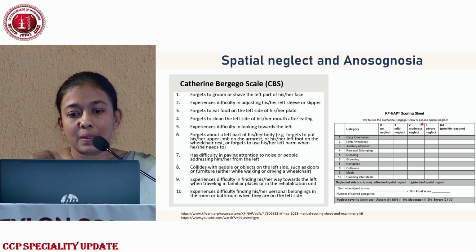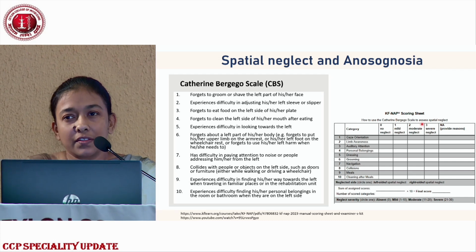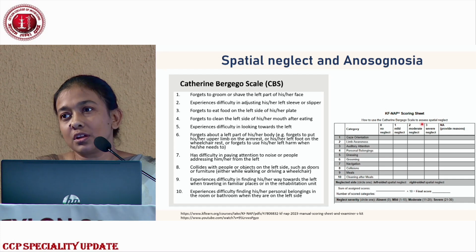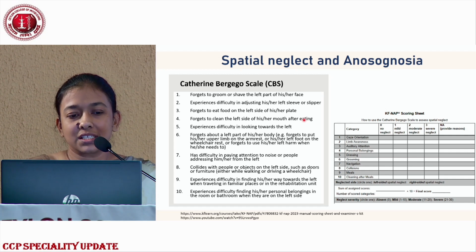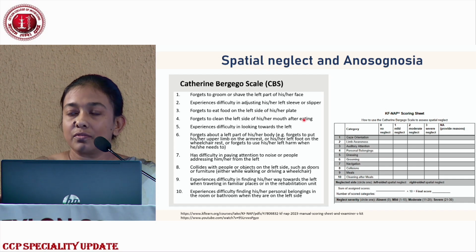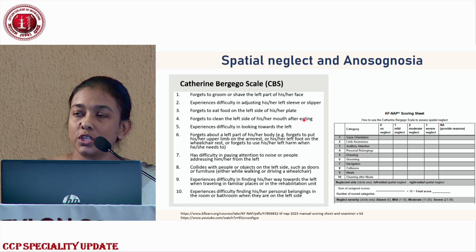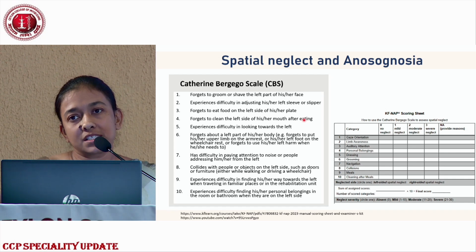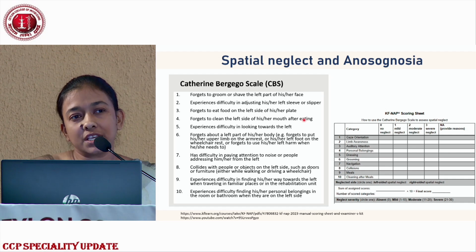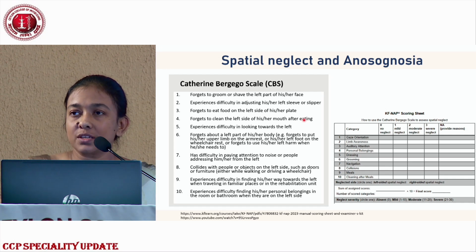So to assess spatial neglect and anosognosia, another less complicated way would be for the occupational therapist to complete the Catherine Bergego scale in function. So as an example, the patient would be inspected to see if he forgets to groom or shave the left side of the face. Again, secondly, whether he experiences difficulty in adjusting the left sleeve or the slipper, that is grooming, whether there's any inattention. So in different tasks, daily activities, the patient would be observed to see how much of neglect is present, and it would be scored according to no neglect, mild, and severe.